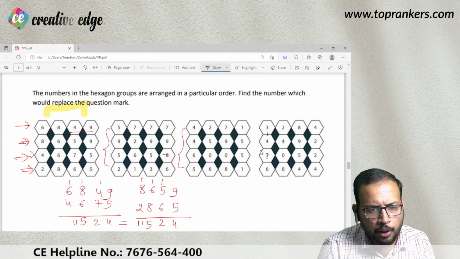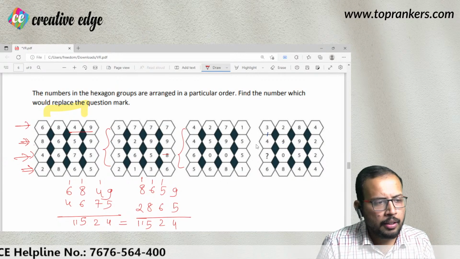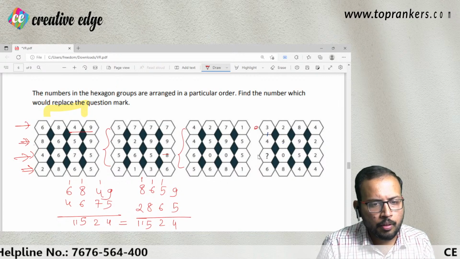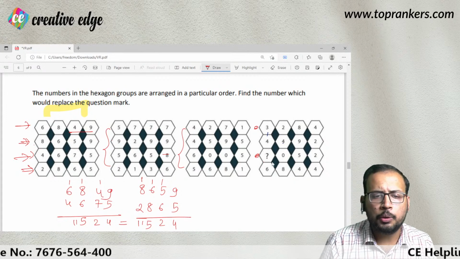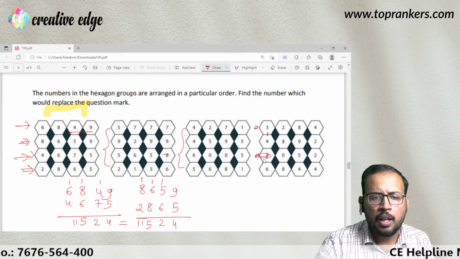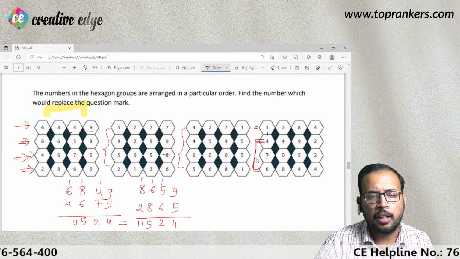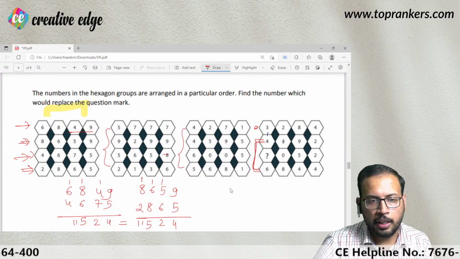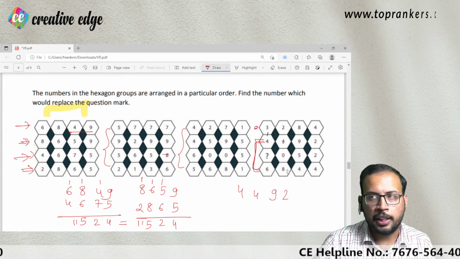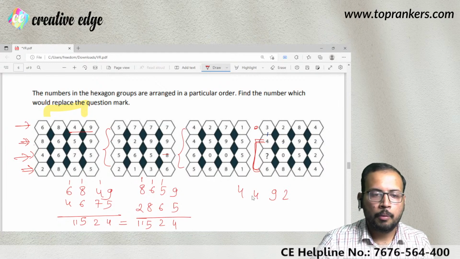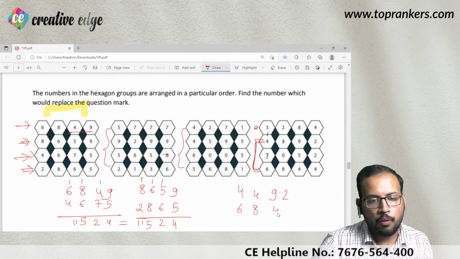So let us find out the value of this question mark. So that means what we need to do. Simply we need to add the first and third row. But third row में एक number unknown है, so that's why I'm not going to focus on the first and the third row. I'm going to focus on the second and the fourth row. ठीक है? That is 4, 4, 9, 2 and 6, 8, 4, 4.